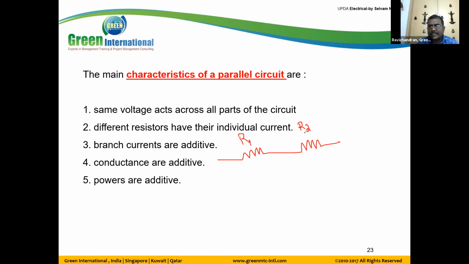Two resistors are connected in a series circuit. Here 10 ohm, here 20 ohm. What is the total resistance value? We say R1 plus R2, so 30 ohm.